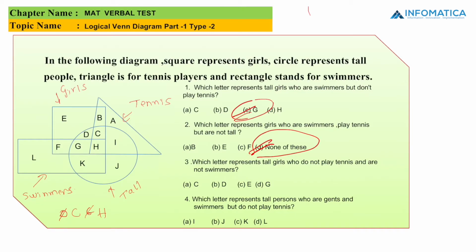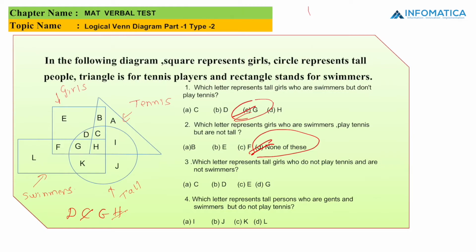Now let us look at the third one. It says which letter represents tall girls who do not play tennis and are not swimmers. So let us check it out. Now let us go for tall girls first. Tall girls are consisting of D, C, G and H. Next, I need those players who do not play tennis. Now, let us go for the letters which represent tall girls who do not play tennis. Now, who do not play tennis, if I see, they are nothing but D and G. So, I will automatically strike out C and H.